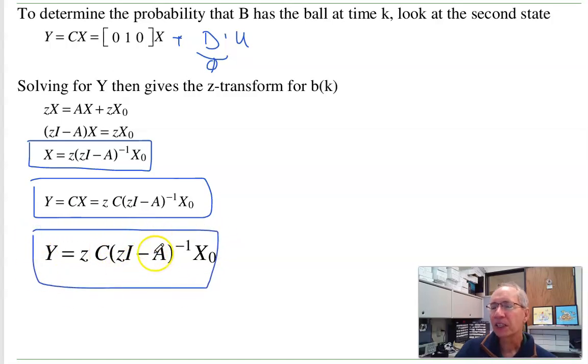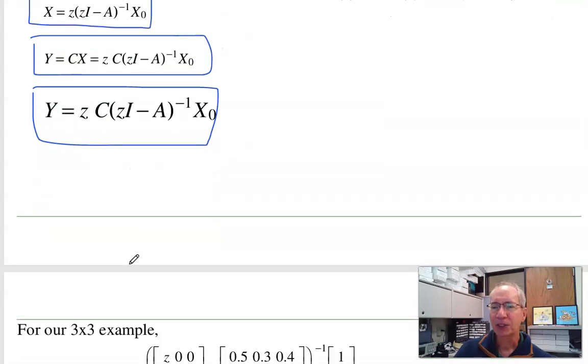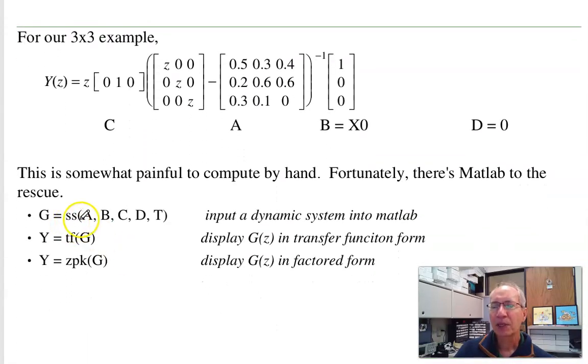This is kind of a pain to find. That's a 3 by 3 matrix in z. Finding the inverse by hand is painful, but fortunately, MATLAB has a solution. In MATLAB, you can input the system in state space form, inputting the A, B, C, D matrices. Here, A is your state transition matrix. C is which state you want to look at. I'm looking at state 2. B is your initial condition, that's x0, and D is 0. T in this case is 1. Every toss, I want to find out what the answer is. In general, T could be something else. Like if I have a digital filter, sampling rate is 1 millisecond, T would be 0.001. In statistics, T is always 1.